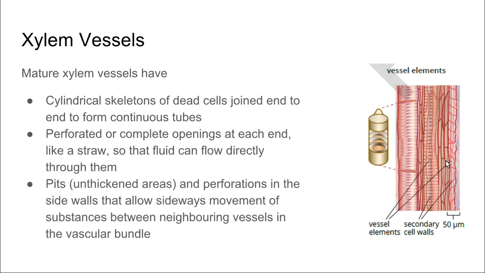They are perforated or have complete openings at each end, which acts kind of like a straw so that the fluid flows directly through them. There are also pits, which are unthickened areas and perforations in the side walls, and this allows the water to move sideways to the neighbouring vessels in the vascular bundle.